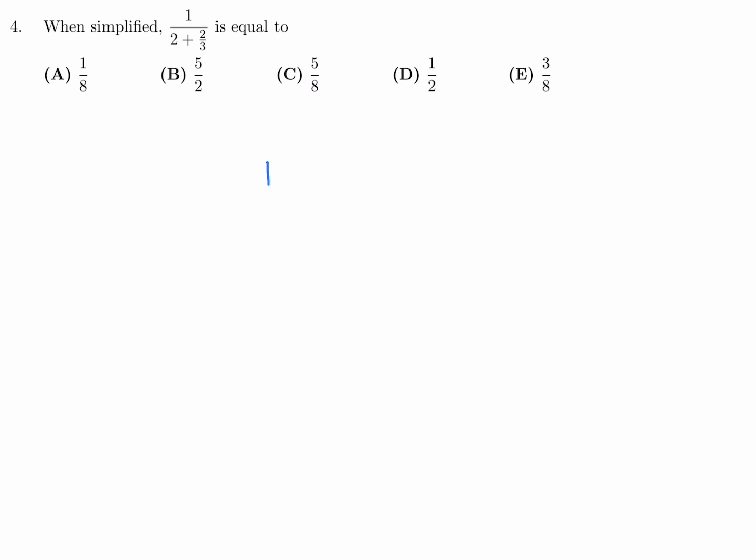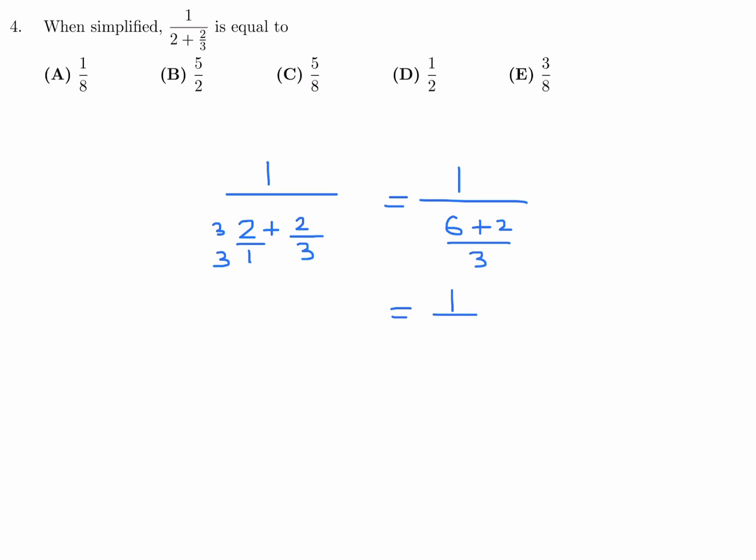Number 4: simplify 1 over 2 plus 2 over 3. Well, get a common denominator, that's going to be 3. And therefore this becomes 6 plus 2 over 3. That is 1 over 8 over 3. And then finally invert and multiply to give you 3 over 8. And therefore number 4, the answer is E.